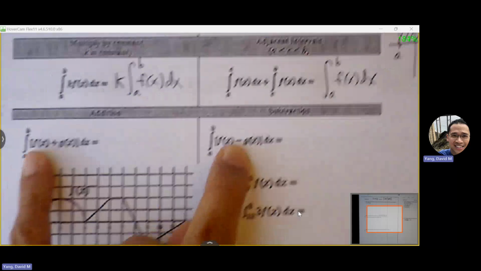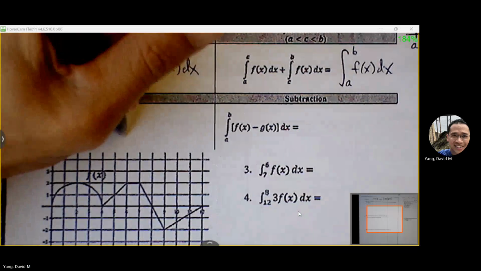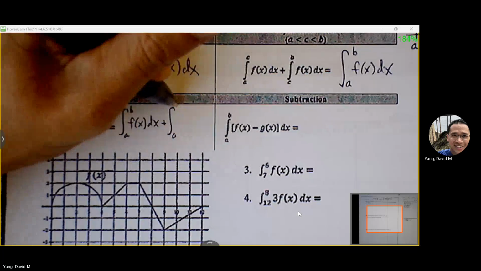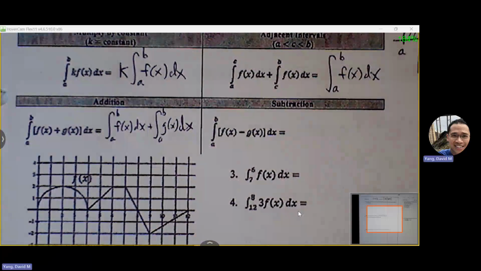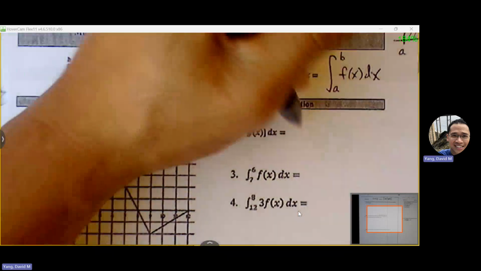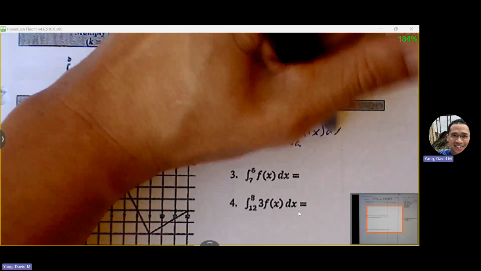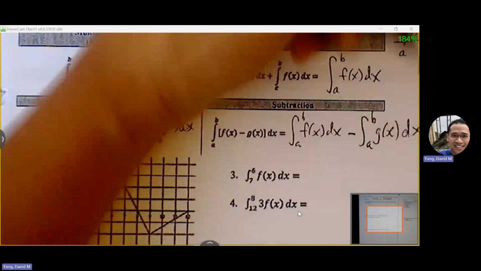If I have the sum and difference of functions inside my integral, I can basically split them up into individual regions. Sometimes it's easier to break them up separately rather than trying to handle a larger, messier problem. Same thing here, subtraction. I can take the integral of f of x and g of x separately, and then just subtract my results at the end. Sometimes that makes it easier to move forward with the problem.